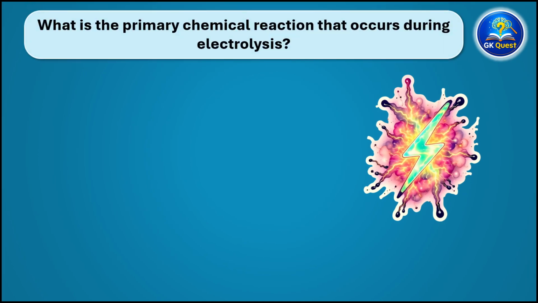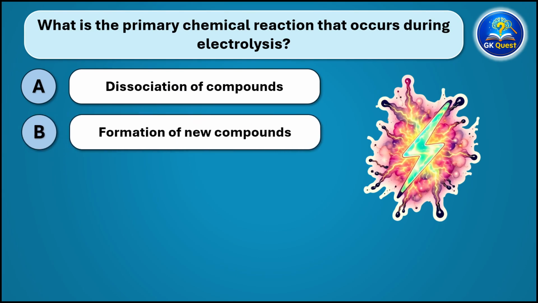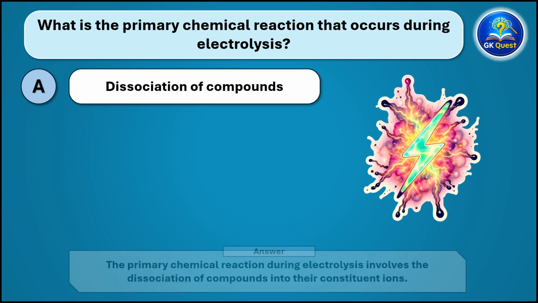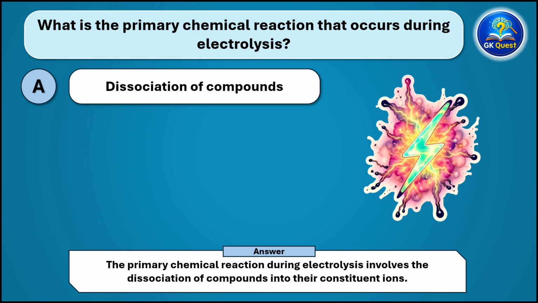What is the primary chemical reaction that occurs during electrolysis? And the correct answer is the primary chemical reaction during electrolysis involves the dissociation of compounds into their constituent ions.